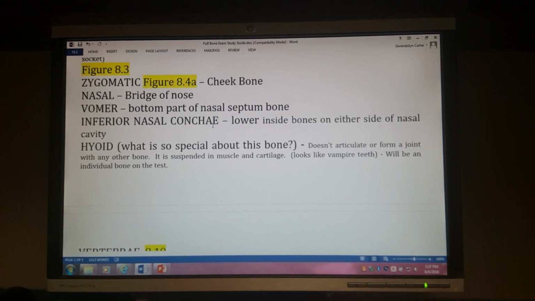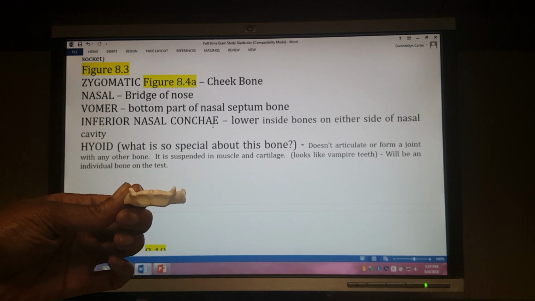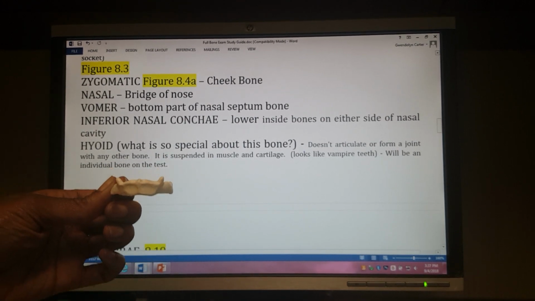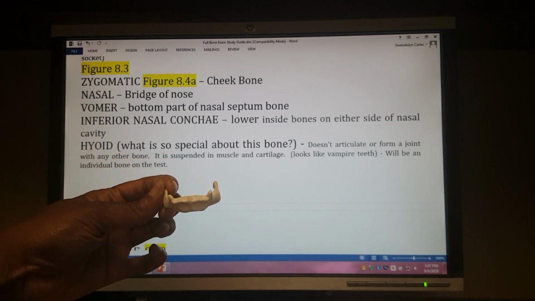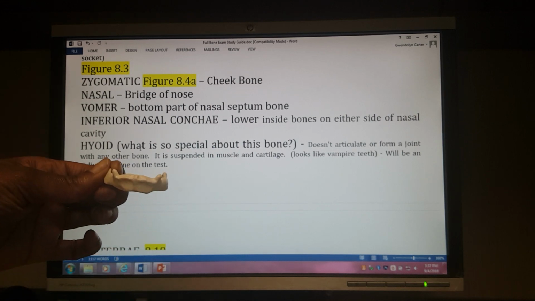Then the last bone for your skull. So this bone actually isn't a part of the skull, but very closely associated to it. And this is your hyoid bone. What's so special about this bone, that question for that card, is it doesn't form a joint with any other bone. So it's actually suspended by muscle and cartilage.